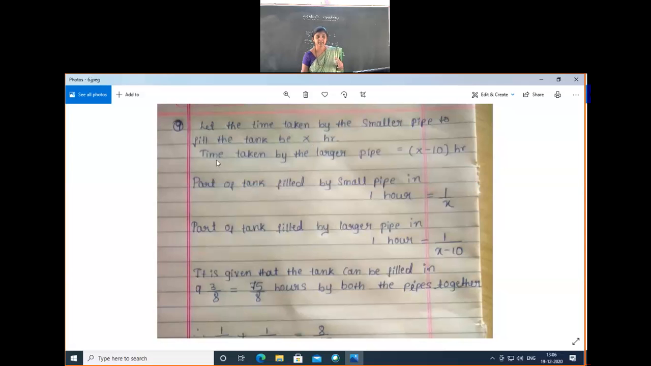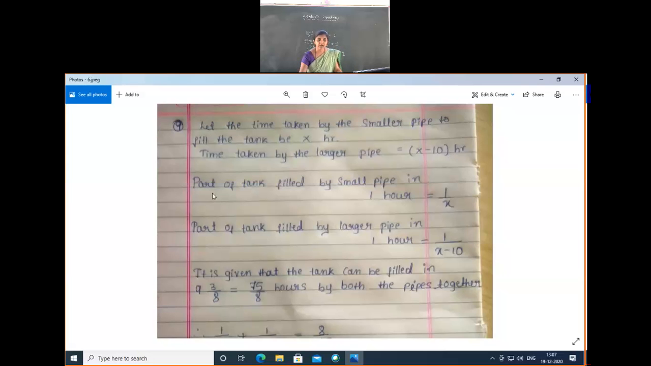Okay, x. Next, time taken by the larger pipe: it is 10 hours less than the smaller pipe. 10 hours less. So the time taken by the larger pipe is x minus 10 hours. Okay, so time taken by the smaller pipe to fill the tank is x hours. Then time taken by the larger pipe is x minus 10 hours. Got the idea? This is actually the first statement.